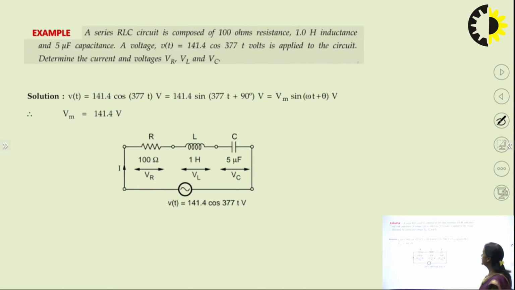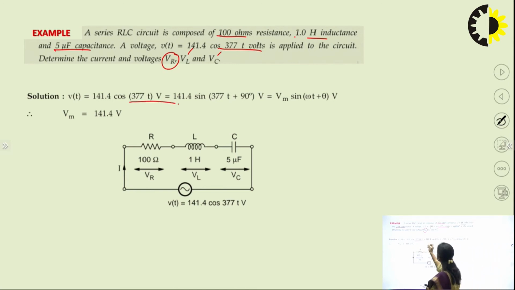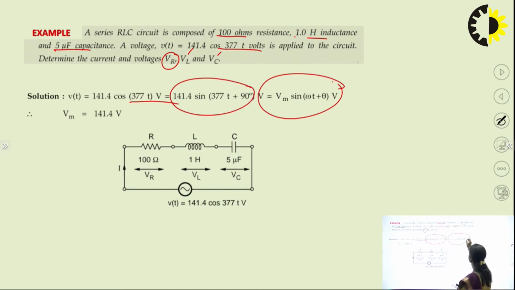Now again we will take one example. A series RLC circuit is composed of 100 ohm resistance, 1 Henry inductance and 5 microfarad capacitance, and the voltage equation is given here. You have to determine the current and the voltages VR, VL and VC, which mean the voltage drop across resistance, inductance and capacitance. The voltage equation is given, and you can compare it with the standard equation, that is Vm sin omega t.